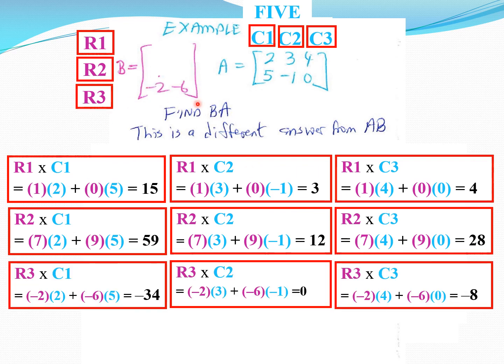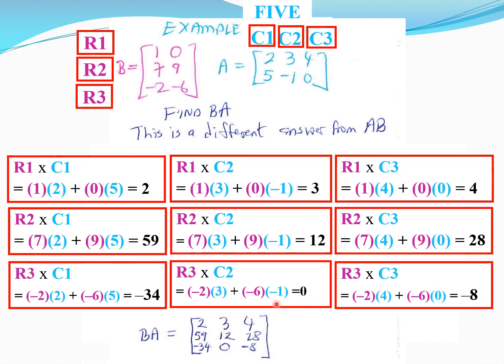And finally, row 3 by the 3 columns. And you can check that detail out there. So we get minus 34, 0, and minus 8. So where did that 0 come from? Just check that 0. Row 3 by column 2. Minus 2 by 3 gave us minus 6. And minus 6 by minus 1 gave us plus 6. And minus 6 and plus 6 gave us 0.